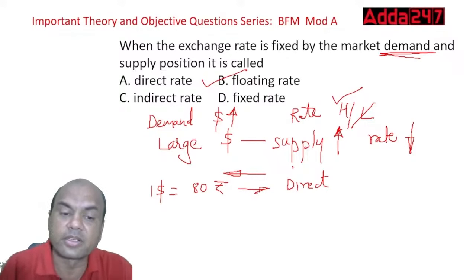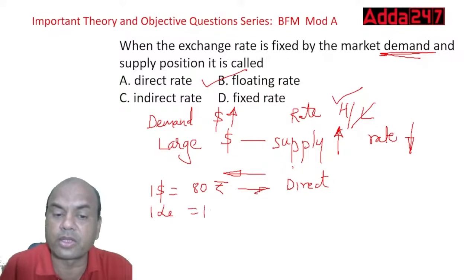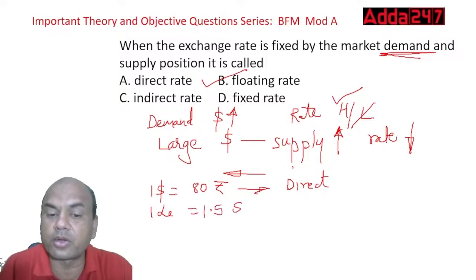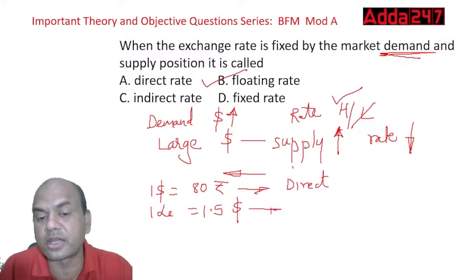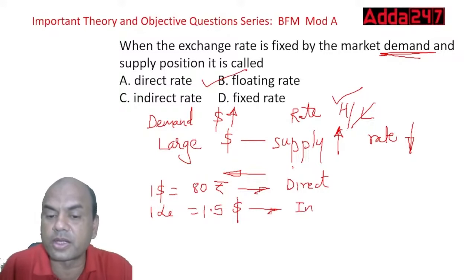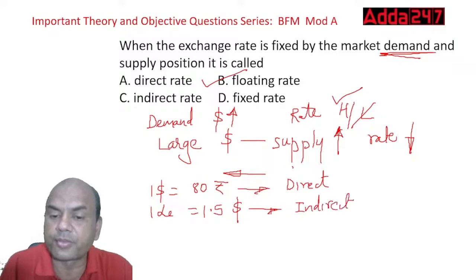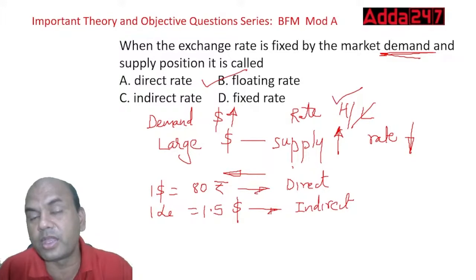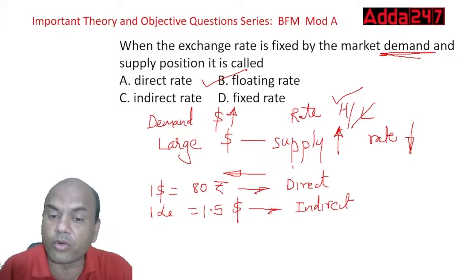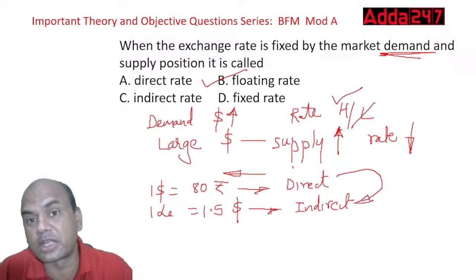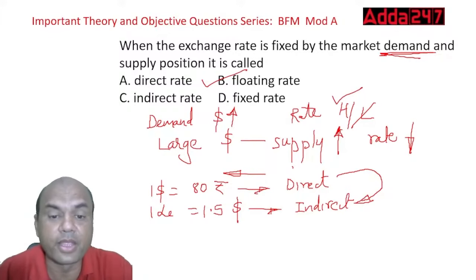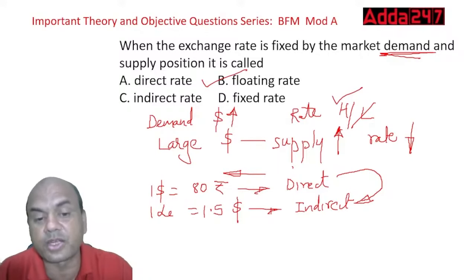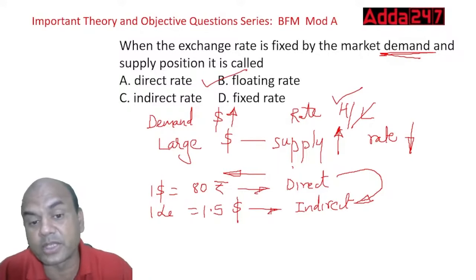Indirect is the reverse. Suppose I give you £1 equals $1.5. Here, what is happening? Dollar is fluctuating. So this is called an indirect rate. When your dollar is fluctuating, it is called an indirect rate. Now remember, we in India should move out from this rate to this rate system. Because we must develop ourselves so big that we must also have this indirect rate system. Dollar should fluctuate and rupee should be stable. Right now it's the reverse thing.